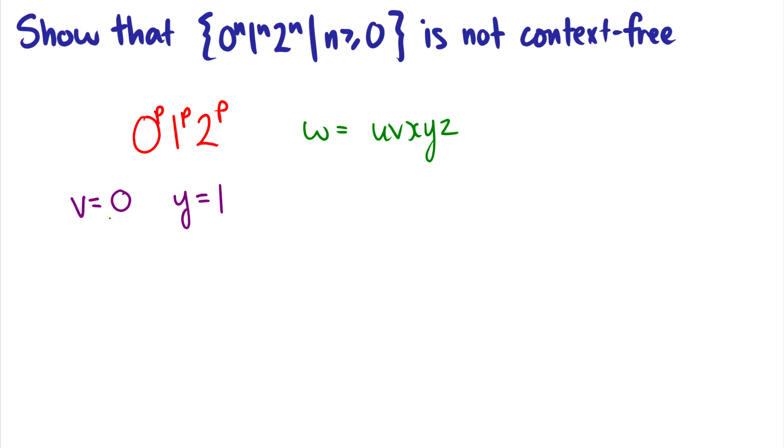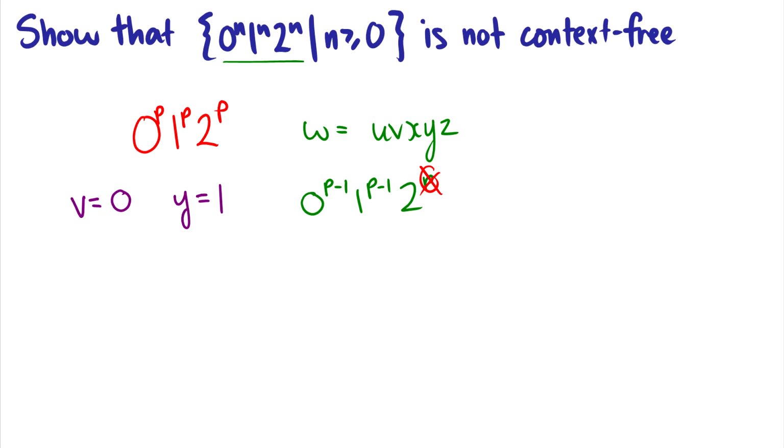So if v is equal to 0 and y is equal to 1, then if we pump it up or pump it down, we could end up with a string like 0 to the p minus 1, 1 to the p minus 1, 2 to the p, and that's not okay, because that is still not in our language. We're looking for a 0 to the n, 1 to the n, 2 to the n. So this p here is a problem.